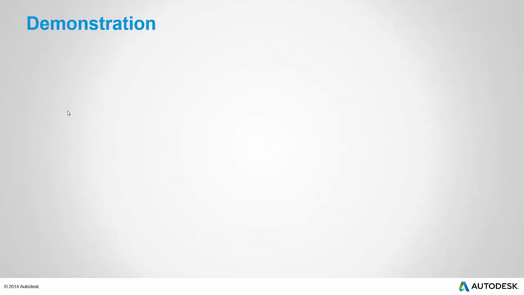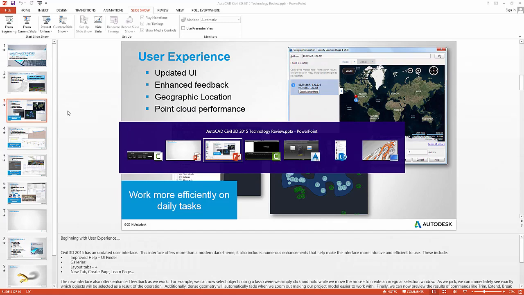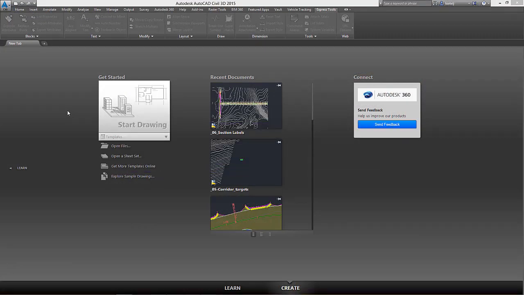So with that, I'm going to move over into my demonstration, and we'll start to look at some of these enhancements. I'll begin inside Civil 3D 2015, and one of the first things that we see is we've got a darker interface. Once again, Civil 3D is built on top of Map and AutoCAD, which had some enhancements as it relates to the interface, so we're starting to see the effects of that from the minute we get into the application.